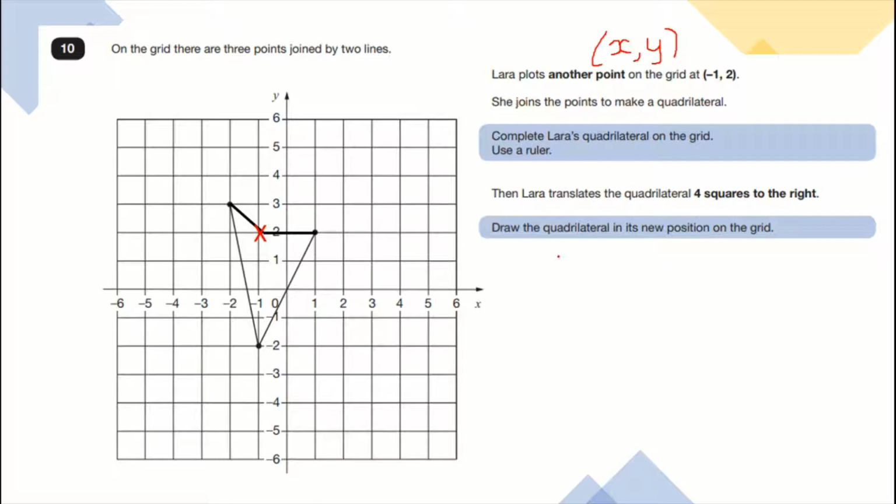For the second part of the question, Laura translates the quadrilateral 4 squares to the right. Draw the quadrilateral in its new position on the grid. We're going to count from each point 4 squares to the right. We're going to start from this point. 1, 2, 3, 4. 1, 2, 3, 4. 1, 2, 3, 4. 1, 2, 3, 4. Now we need to connect the lines together. This is the translated shape.